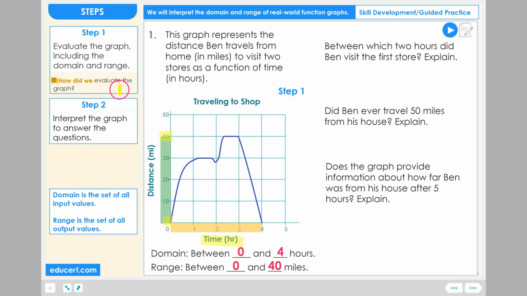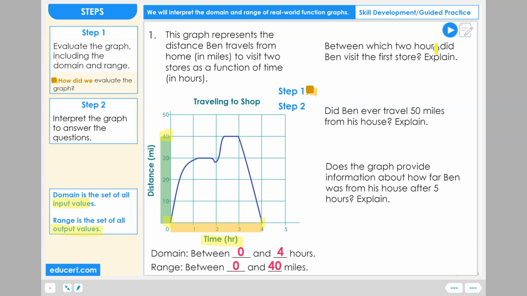How did we evaluate the graph? We evaluate the domain by looking at the graph from side to side and seeing where it starts and where it ends, and we find the range by looking at the graph up and down and finding where its lowest point and its highest point are. In between, these are all of the input values and output values. Step 2. Interpret the graph to answer the questions.